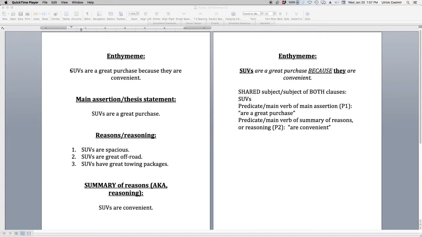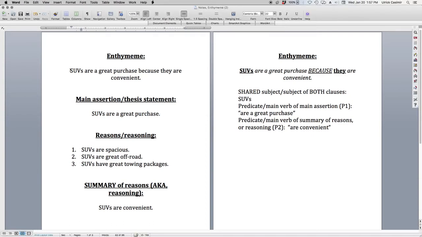You'll recognize this enthymeme from the enthymeme exercise and video that you just did and watched, right? So, SUVs are a great purchase because they're convenient. I'll review it real fast. Some of this will be refresher for those of you that were paying close attention to the video and did this exercise. So the main assertion here is SUVs are a great purchase. This is basically a thesis statement. If you stopped here and used this as a thesis statement for an argument, you'd be perfectly fine, but of course we're going a little deeper than that, right?